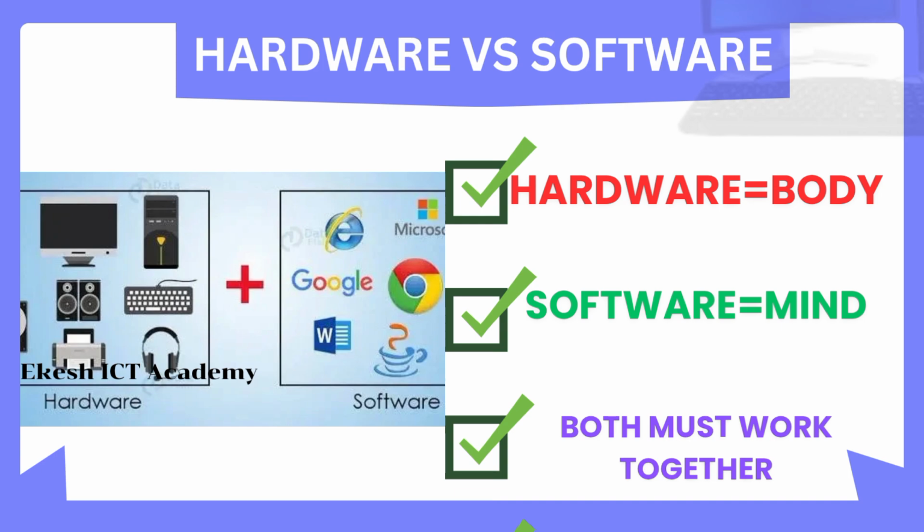To summarize, a computer is an electronic machine that processes data and gives us information. The main types of computers are desktop, laptop, tablet and smartphone. Every computer has two important parts: hardware, which is the physical body, and software, which is the brain that gives instructions. Both are needed to make the computer work.